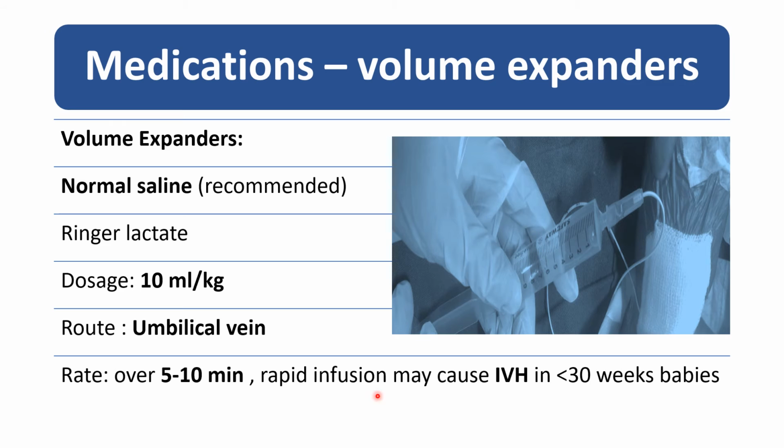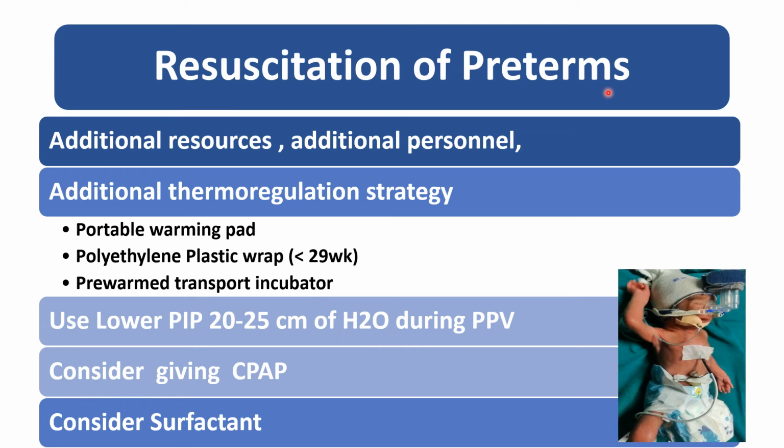Rapid infusion in a baby of less than 30 weeks gestational age can lead to intraventricular hemorrhage. In case of a preterm newborn, some additional resources, some additional persons, and some additional thermoregulatory strategies will be needed. For example, a portable warming pad, polyethylene plastic wrap, and a pre-warmed transport incubator. When we are giving positive pressure ventilation, we should keep in mind that PIP should be only 20 to 25 centimeters of water, not more than this. Otherwise, the preterm newborn will develop pneumothorax. We should also consider prophylactic CPAP and prophylactic surfactant.